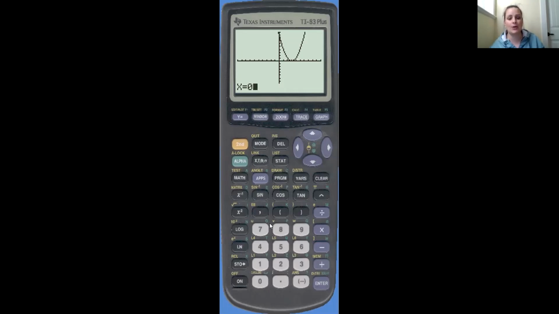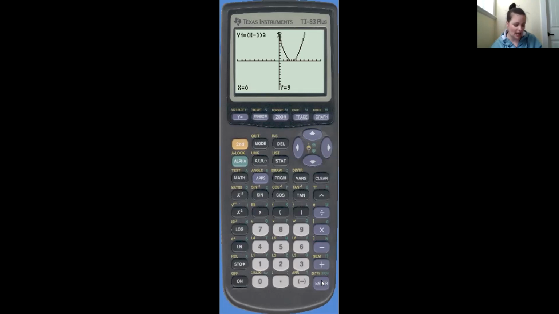So you're going to hit 0 here on your calculator, and then you're going to hit the enter button. And it's going to tell you that the y-intercept happens when y is 9. So the y-intercept is 9. And that's how you find the y-intercept. The most straightforward way. I love it.